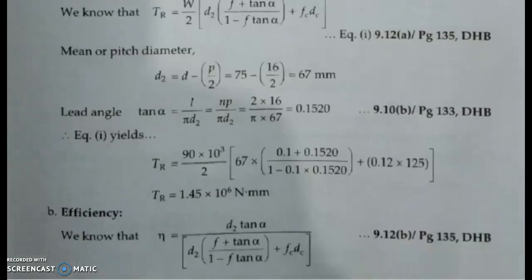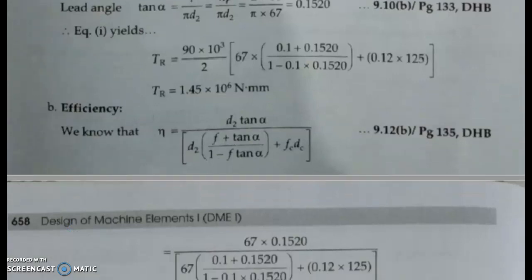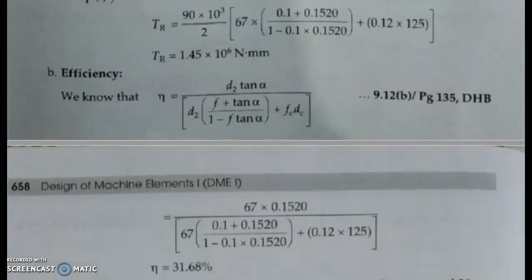Again, efficiency is used. Efficiency will be obtained from this equation, that is equation number 9.12b, page number 135. Eta is equal to D2 tan alpha divided by D2 into (F plus tan alpha divided by 1 minus F tan alpha) plus Fc into Dc. Now we will get this value as 31.68%.